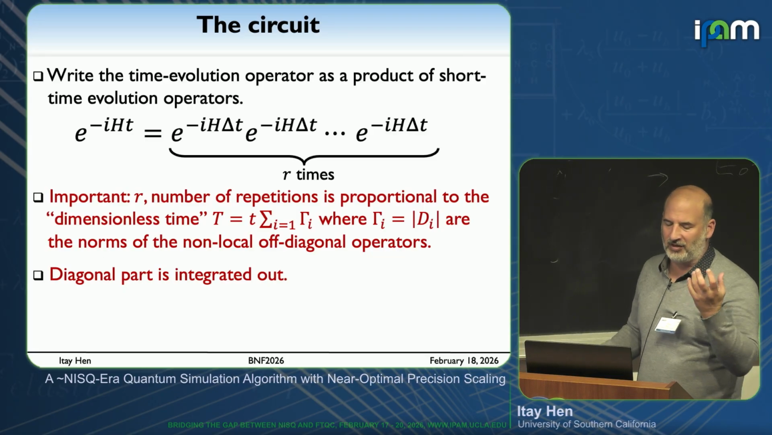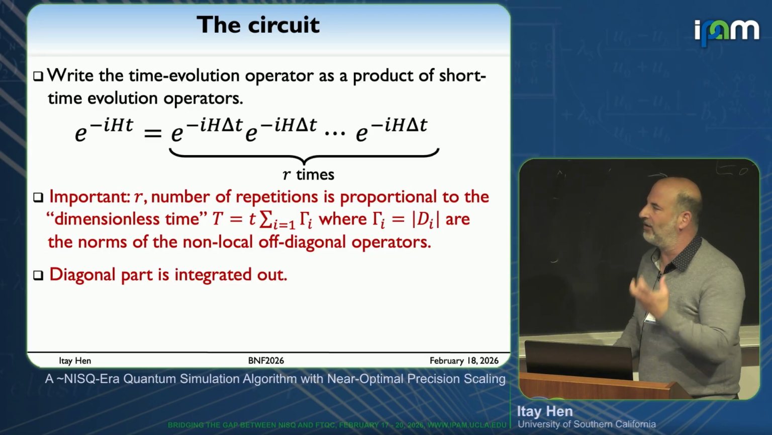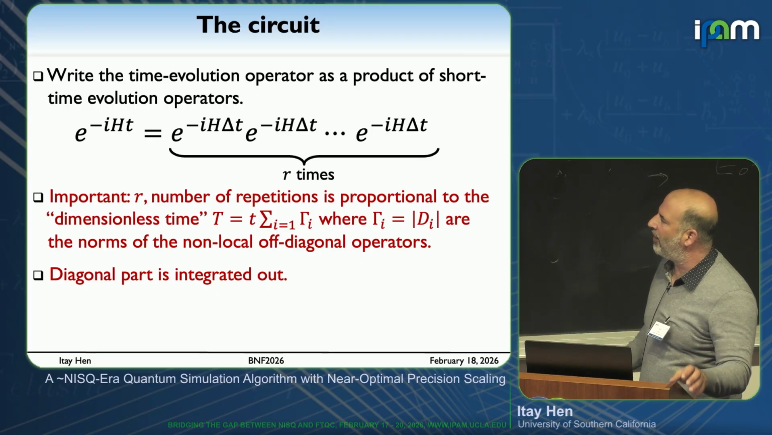You can think of a Hamiltonian with a very big diagonal norm and a smaller off-diagonal.